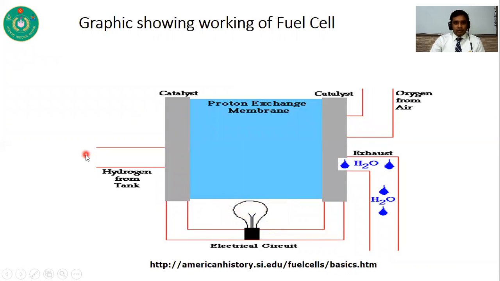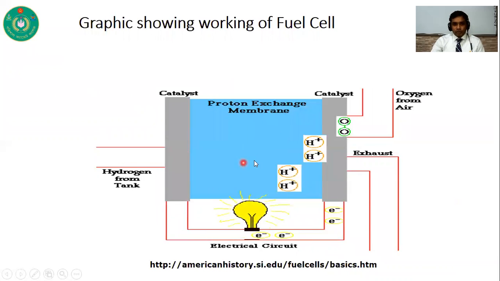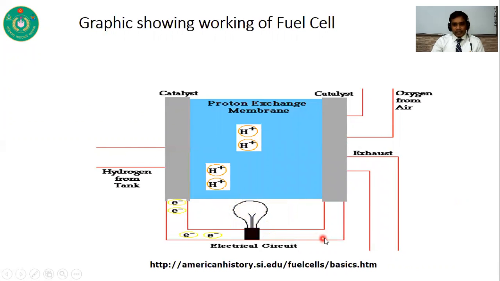From our fuel source, we pass hydrogen from the tank, and due to the presence of a catalyst at the anode, it splits into a proton and an electron. The proton passes through the proton exchange membrane, and the electrons pass through the external circuit.